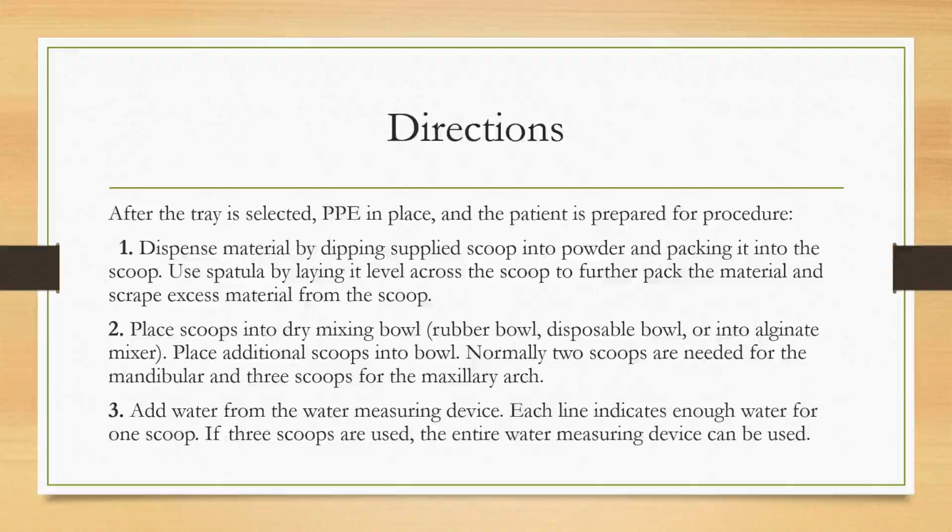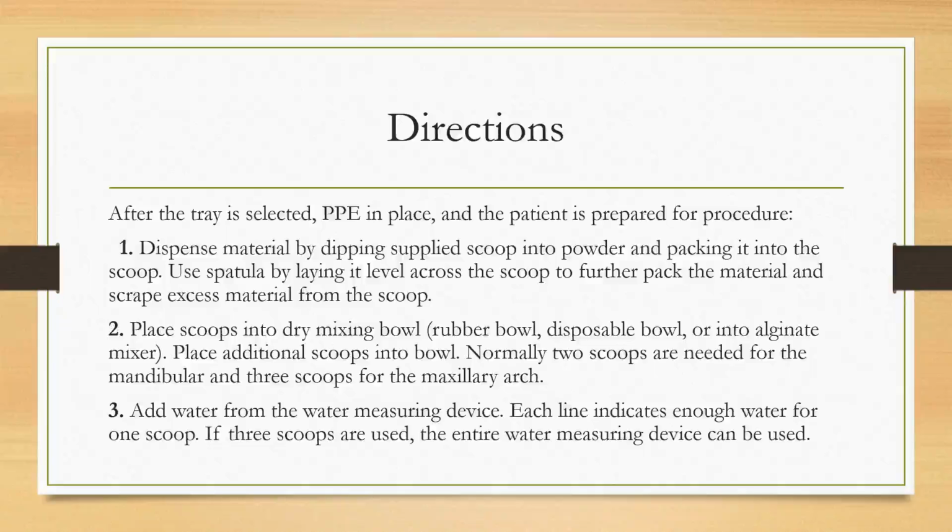So how do you mix this alginate? First you have to set the tray. There are different types of trays: the large ones, the small ones, the medium-sized one, or even the extra large one. So you have to pick the size of the patient's tray first. After that, you put your PPE in place, you prepare the patient, and then you start mixing your material.